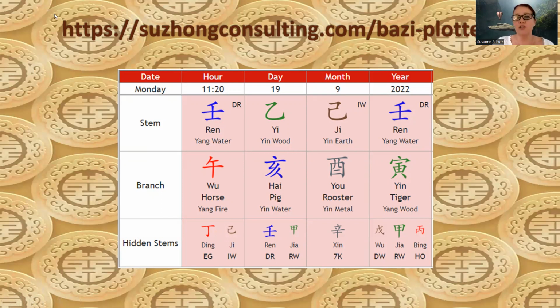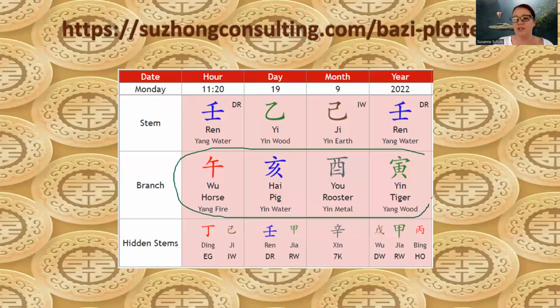Now, once you have plotted your chart, you will get something like this. And all we need to focus on is this bottom part. So these are the branches. These are the animal signs that we find in our Bazi chart. As you can see here, this person is born in the year of the tiger, in the month of the rooster, the day of the pig, and in the hour of the horse.